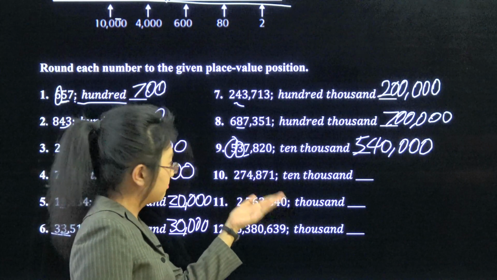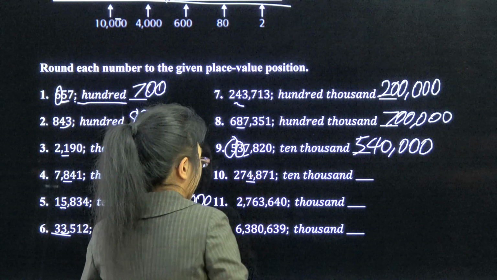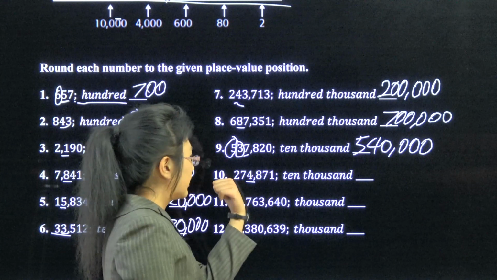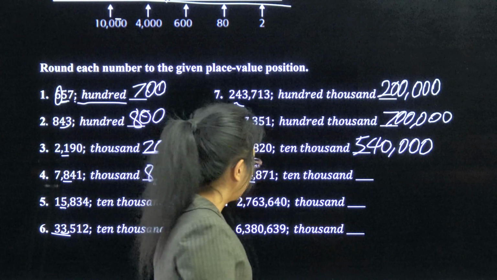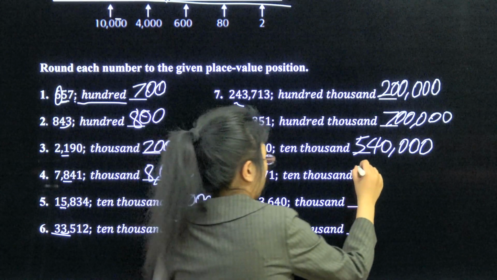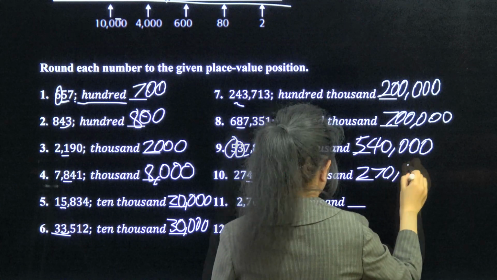Over here, it's the same scenario as the one before. But here, we're going to round down. We're not going to round down all the way to 200,000 because we're not rounding to the nearest 100,000. We're rounding to the nearest 10,000, which would be 270,000.